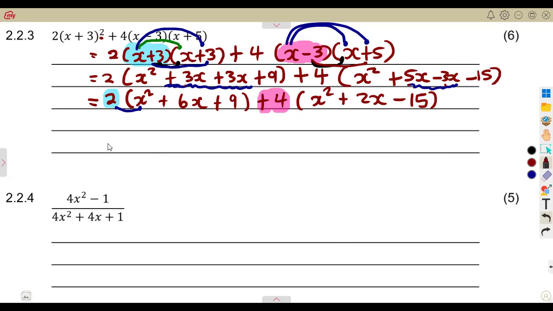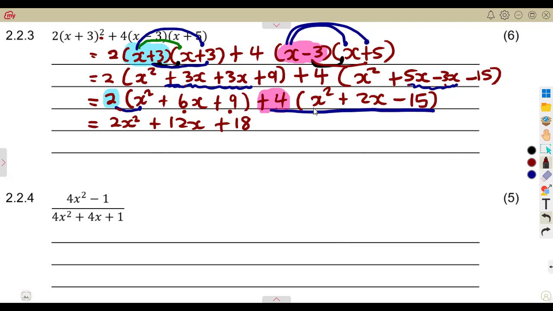2 multiplies everything. Everything is multiplied by 2. So that will be 2x squared. 2 multiplies the 6x, that's 12x. 2 multiplies the 9, that's plus 18. It multiplies everything. You do the same thing on this 4. It multiplies everything in this bracket.